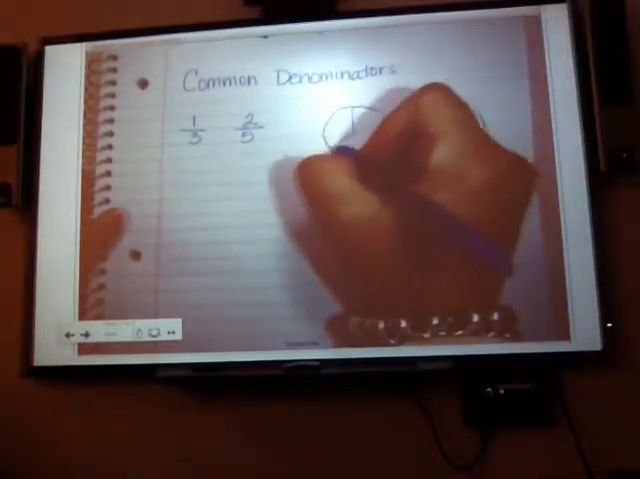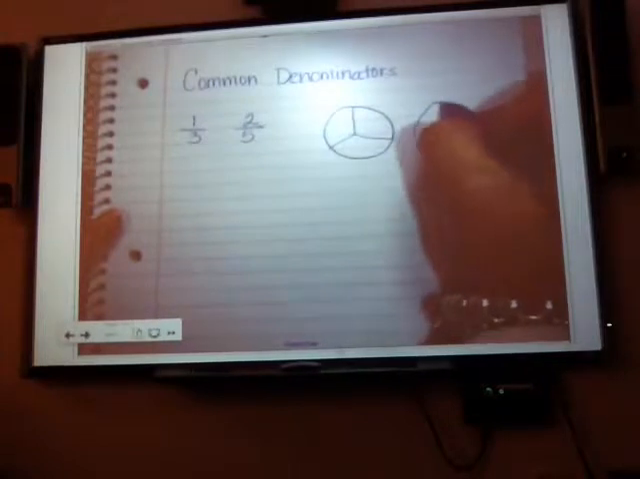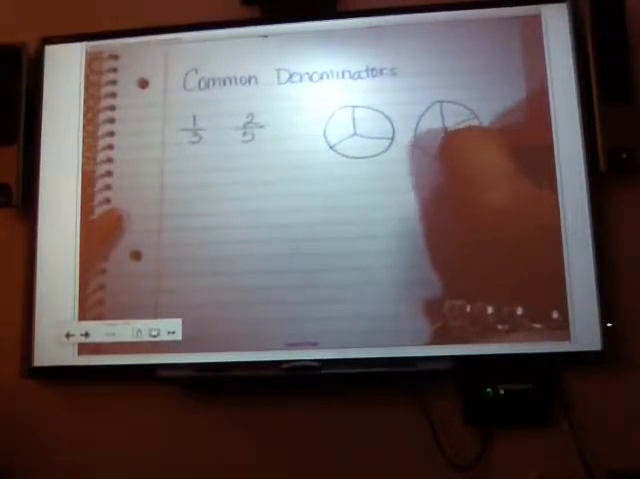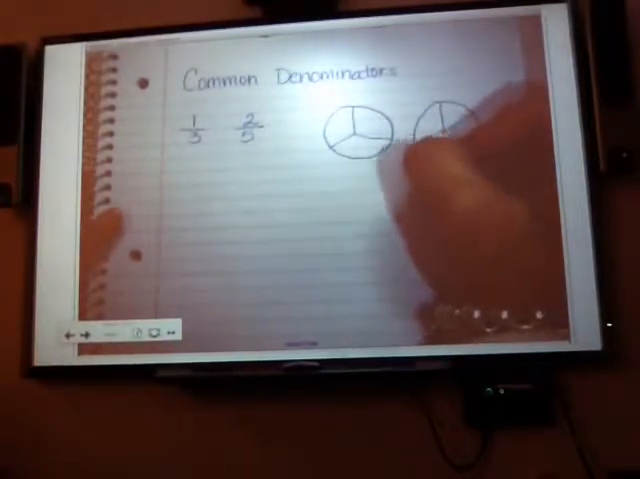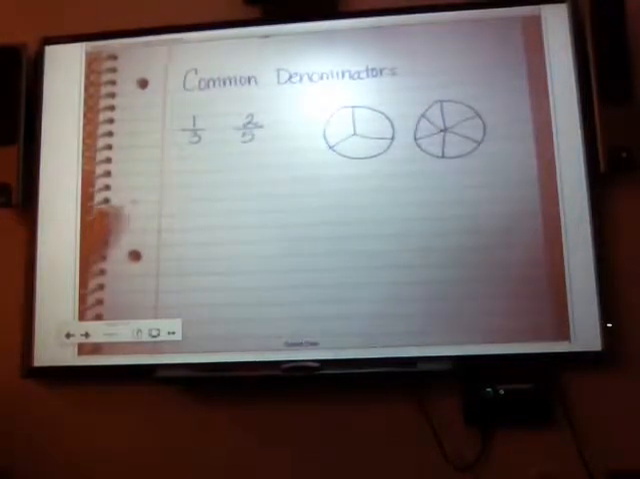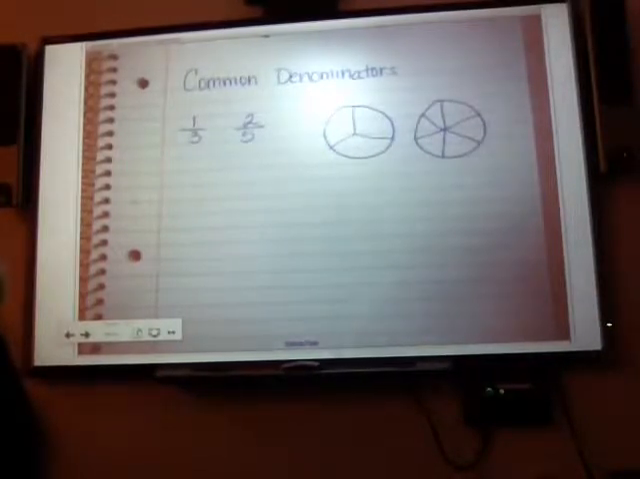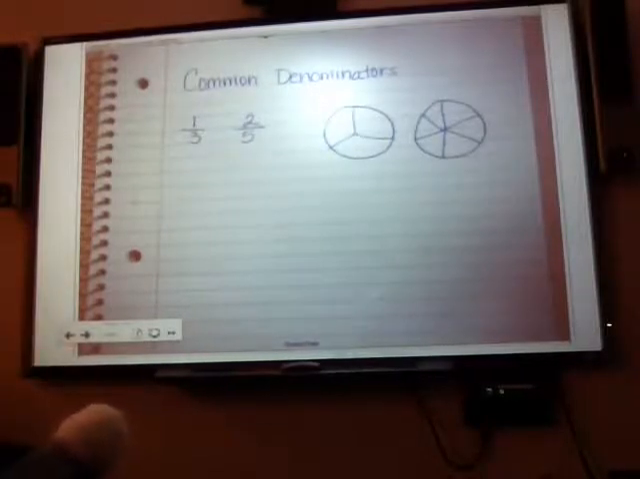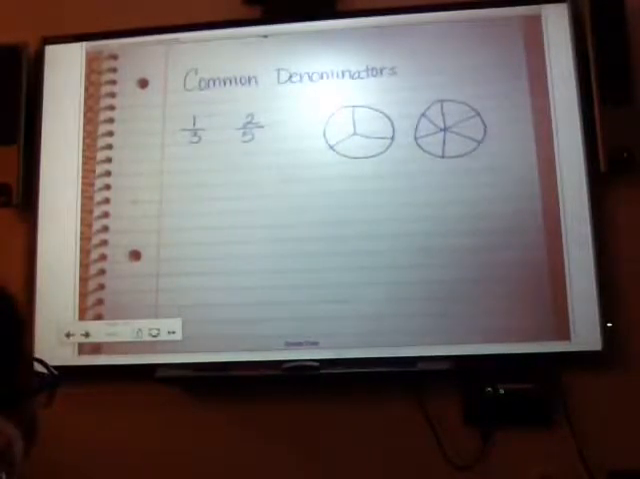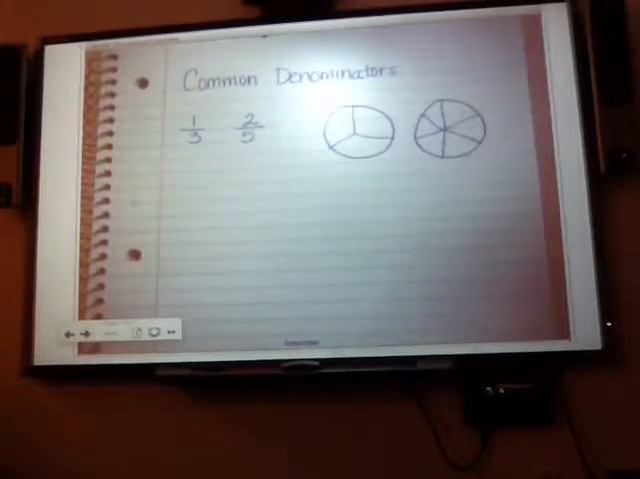So I've got 1/3 and I've got 5ths. Again, I know that automatically they're not the same size, so that's why I do not want to rely on my drawings. Why we do this is to make sure that we... all right, so here we go.